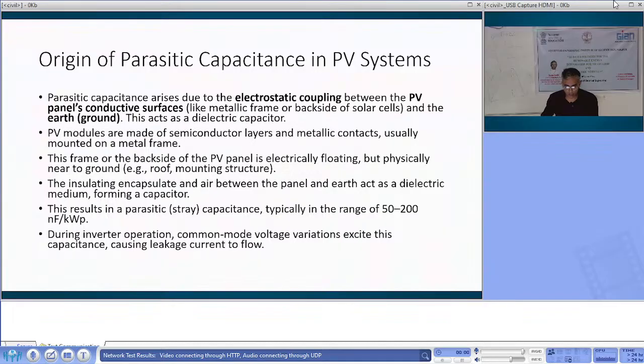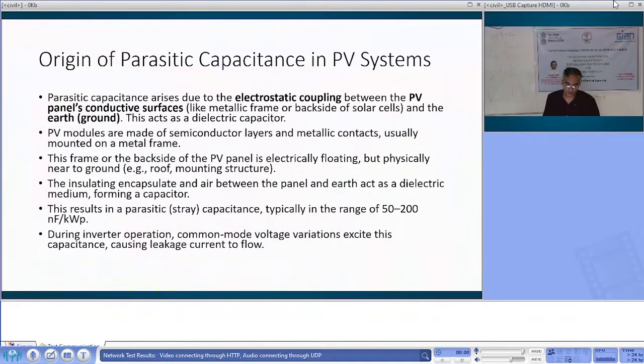PV modules are made of semiconductor layers and metallic contacts, usually mounted on the metal frame. This frame or the back side of the PV panel is electrically floating, but physically near to ground. The insulating encapsulant and air between the panel and earth act as a dielectric medium, forming a capacitor. Okay, so air also acts as one part of this. If the humidity of air increases, that capacitance will increase.